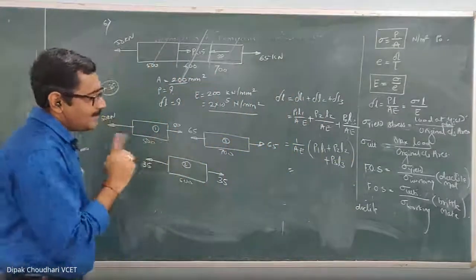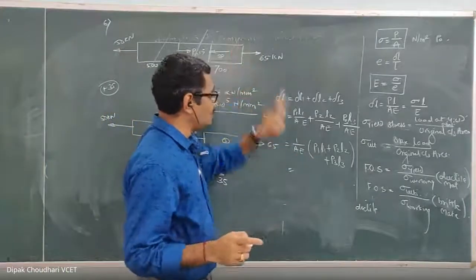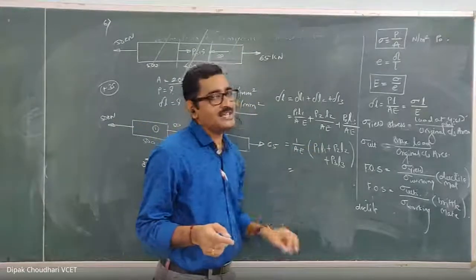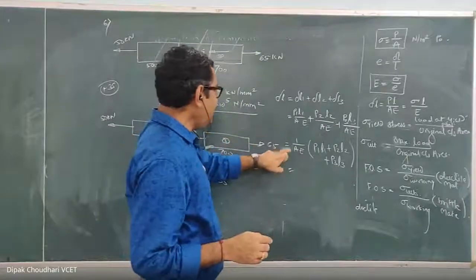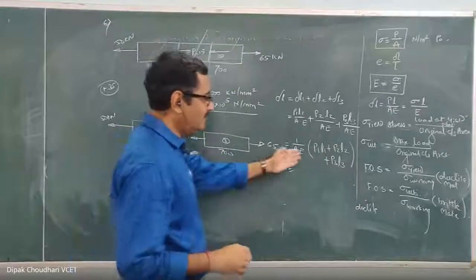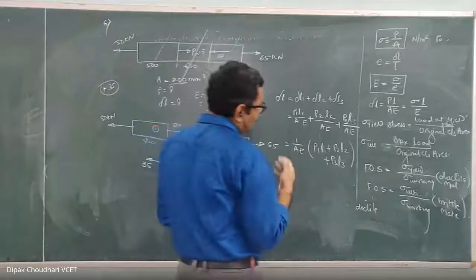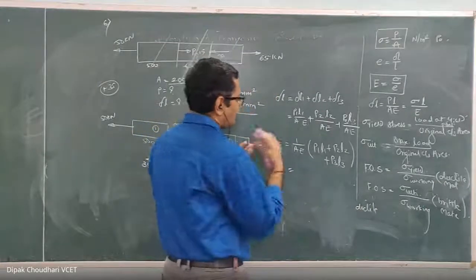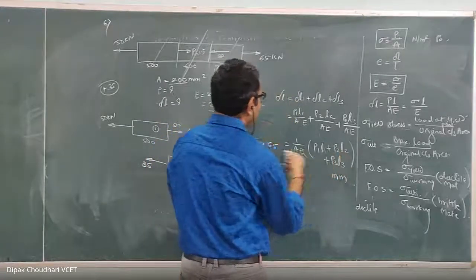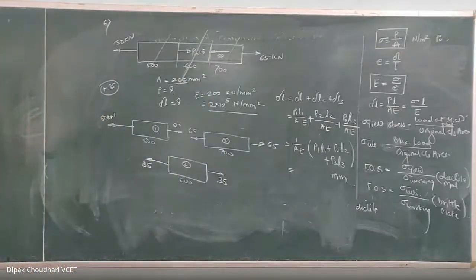Now here, remember, if E is in kilonewton per millimeter square, P has to be in kilonewton. If E you have taken in Newton per millimeter square, then P1, P2, P3 must be in Newton. If area is in millimeter square, L1, L2, L3 must be in millimeter. And E will be in kilonewton or Newton per millimeter square. So use proper dimensions, proper units, and substitute the values, you will get the delta. Here it will be in millimeter, if you take L in millimeter. Don't forget to write the unit. If you substitute the value, you will get the answer.